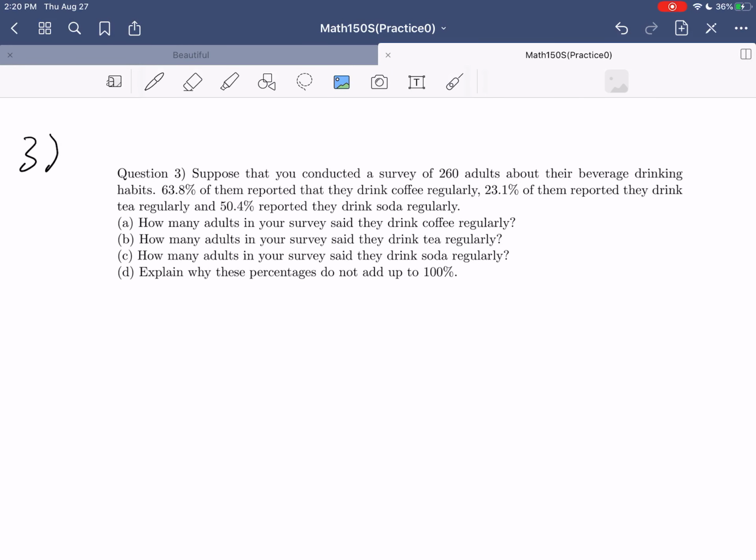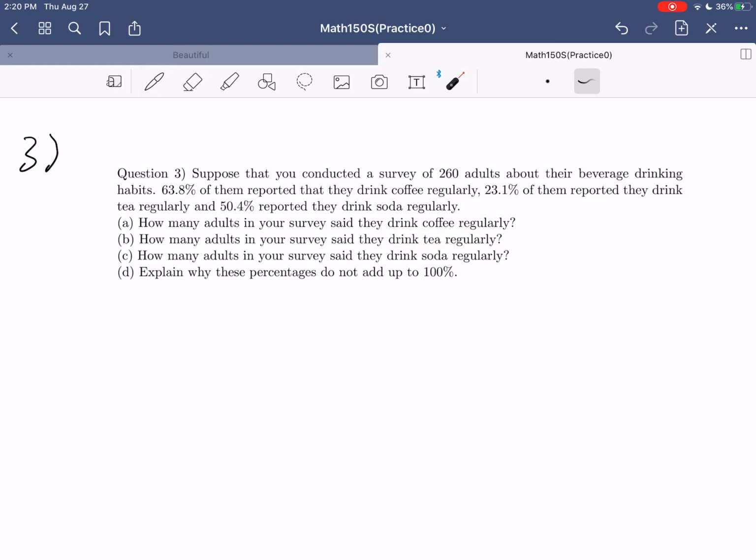So let's go ahead and take a look at this. So in this one, again, we have some data. Again, if you've done a little bit more so far already before looking at this practice, you'll know that this is a categorical variable. We're talking to a group of 260 adults about their beverage drinking habits. So we know that 63.8% say that they drink coffee regularly, 23.1% say that they drink tea regularly, and 50.4% reported that they drink soda regularly. So you'll notice that the first 3 questions all say how many adults in your survey said they drink coffee, drink tea, or drink soda regularly.